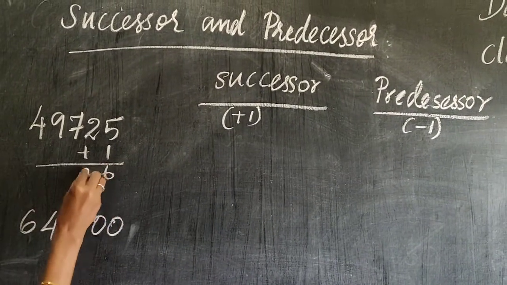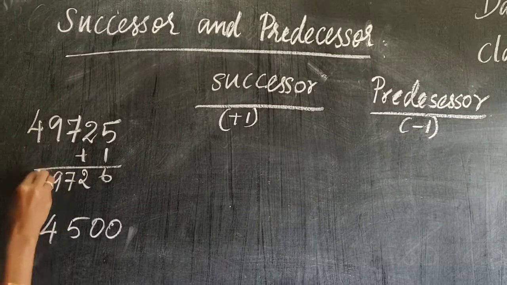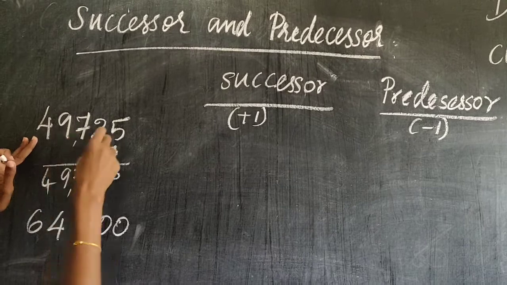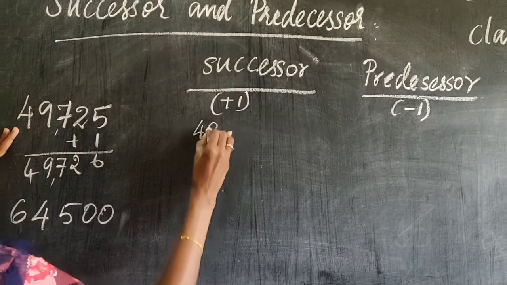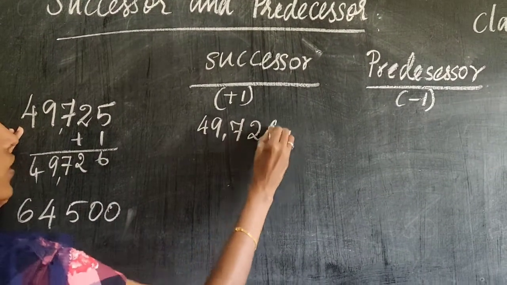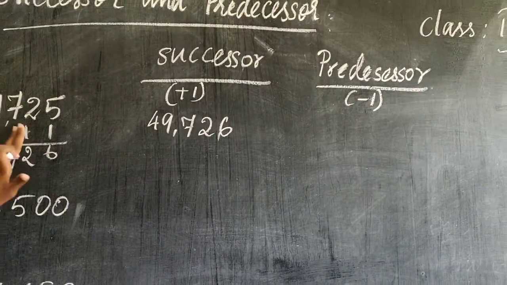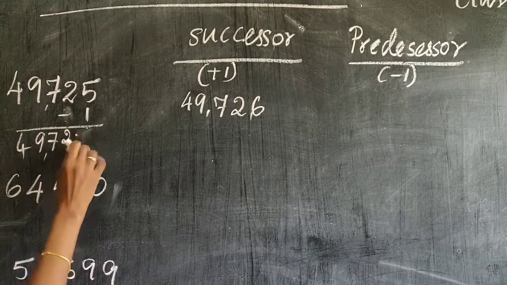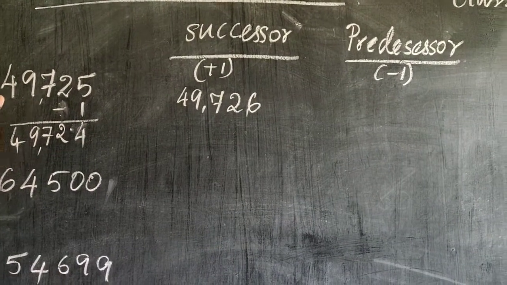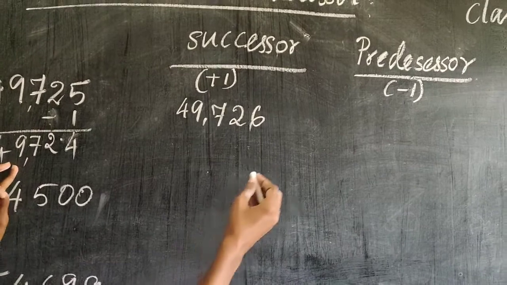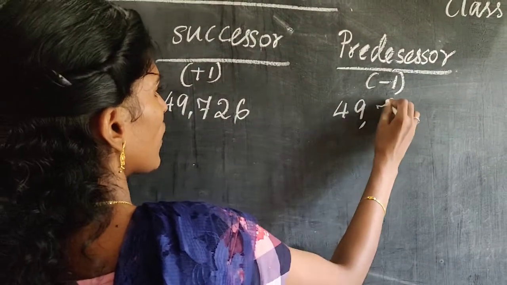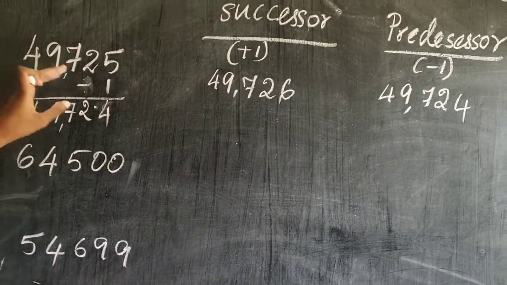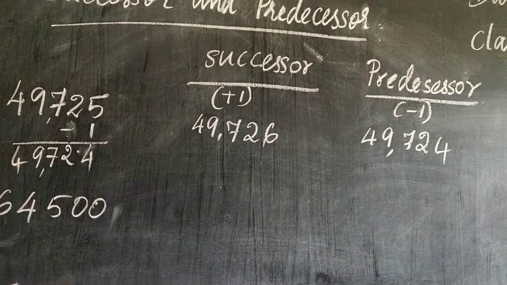If you add 1, you will get 49,726. So for 49,725, the successor is 49,726. To find the predecessor, you have to minus 1. So 5 minus 1 is 4. So the predecessor of 49,725 is 49,724. Okay, there is no 0 or 9 at the end, so it was easy for you to find.